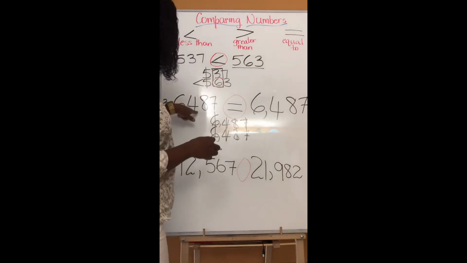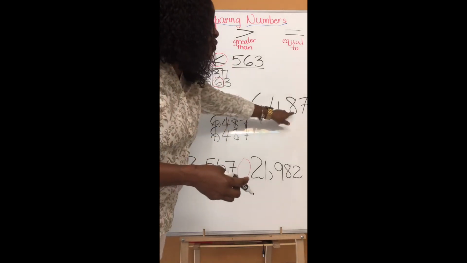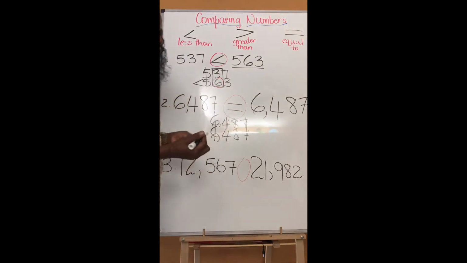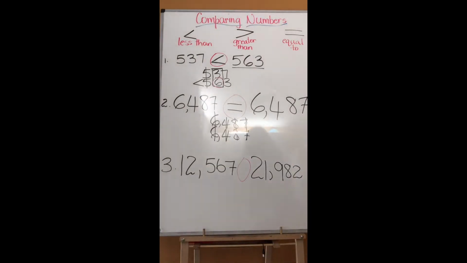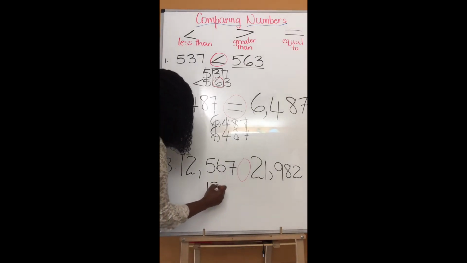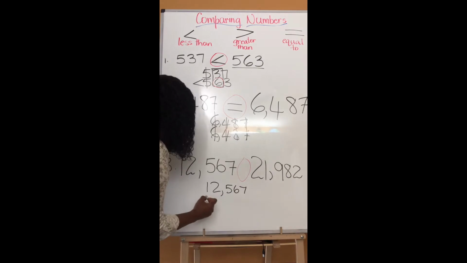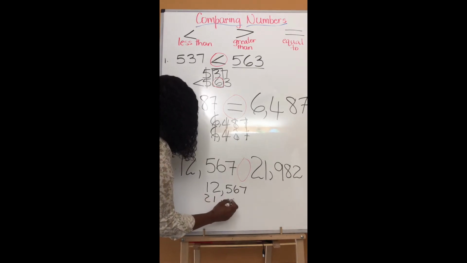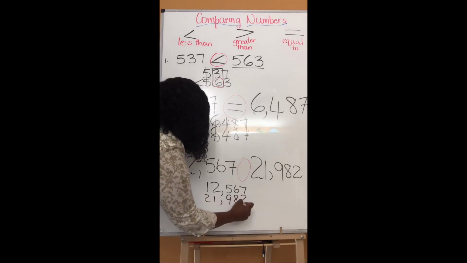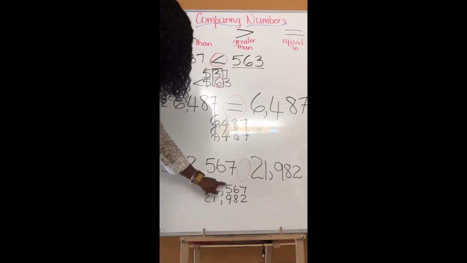So 6,487 is the same as 6,487. They're equal. Let's look at number 13. Now these are bigger numbers. They have more digits. 12,567, 21,982. Again, I made sure that I line them up properly.